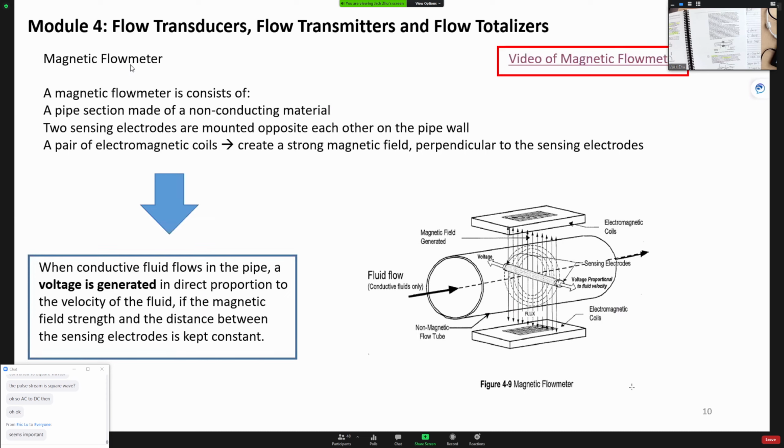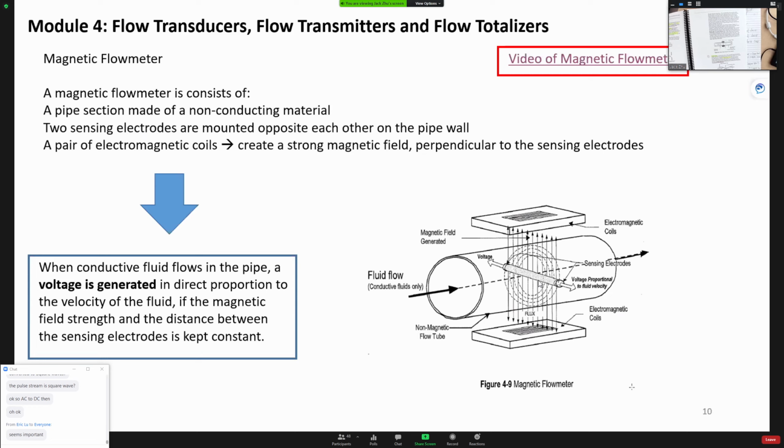Another one is called a magnetic flow meter, and we also have a video for the magnetic flow meter. The magnetic flow meter is usually used when the liquid in there is somehow a conductive fluid.